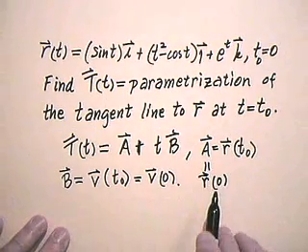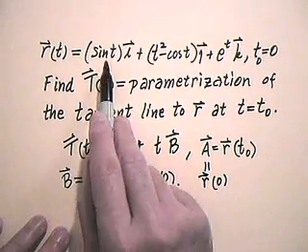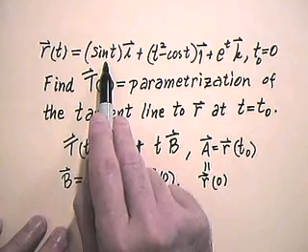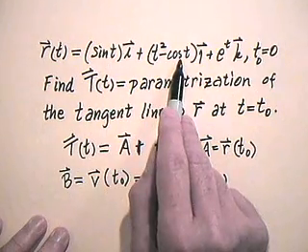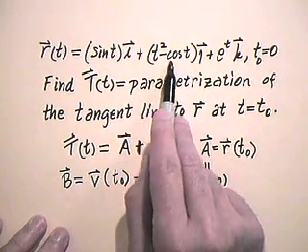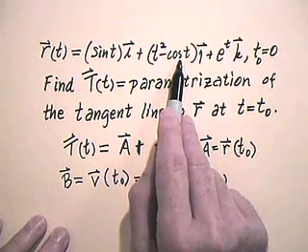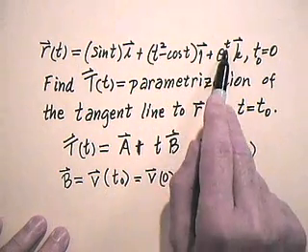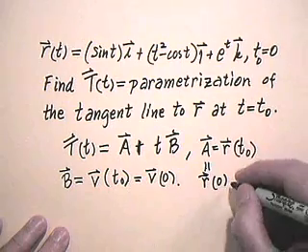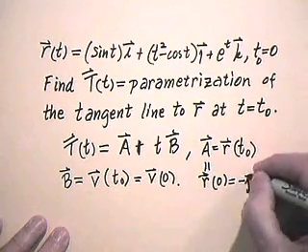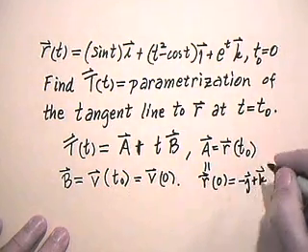So for instance, what is r at time 0? Sine of 0 is 0. Cosine 0 is 1. 0 minus 1, that'll be a negative 1. e to the 0 is plus 1. So r of 0 will simply be negative j plus k.